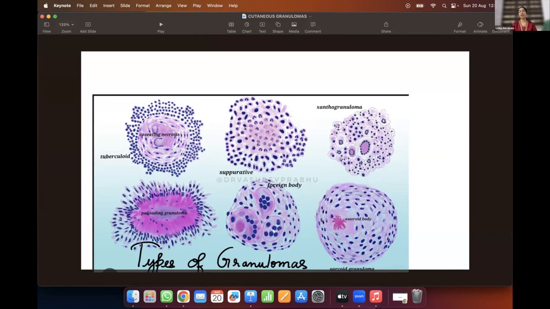Coming to the foreign body granuloma, wherein you see collections of epithelioid cells along with many foreign body giant cells. The last one is the palisading granuloma, wherein you see central collagenolysis with surrounding palisading of histiocytes. That is a palisading granuloma. Now we'll assort these granulomas into the different conditions wherein these types of granulomas are seen.